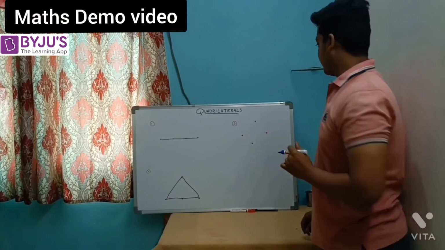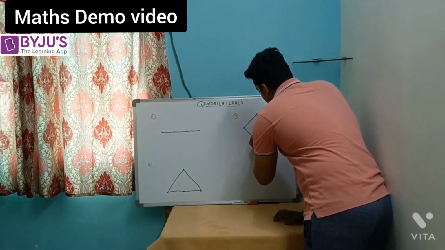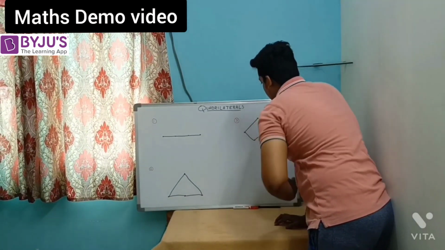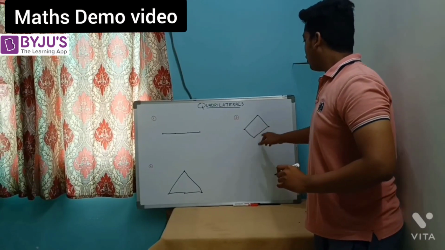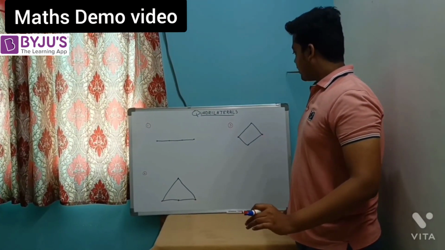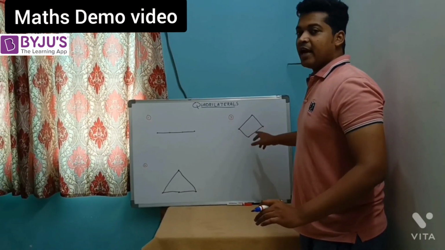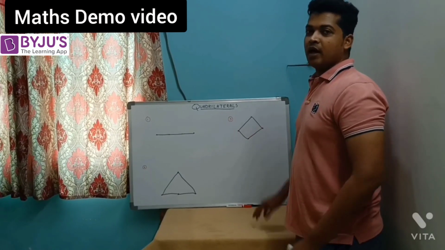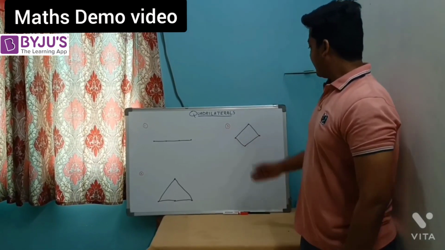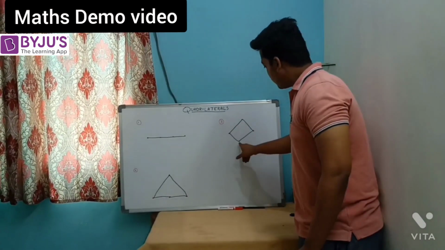Now look at the third case. As you can see, we have joined all the 4 points to form a closed figure with straight lines. And this closed figure with 4 sides and 4 angles is called a quadrilateral. Quadrilateral is also called a quadrangle. Why? Because it has 4 angles.